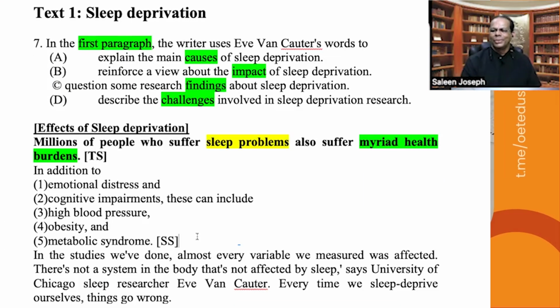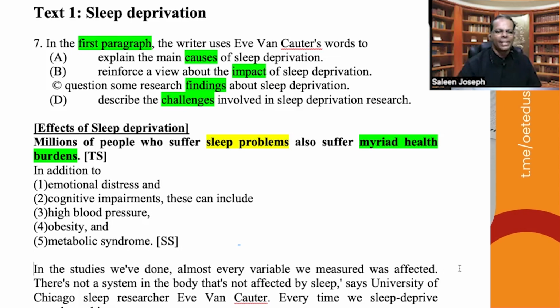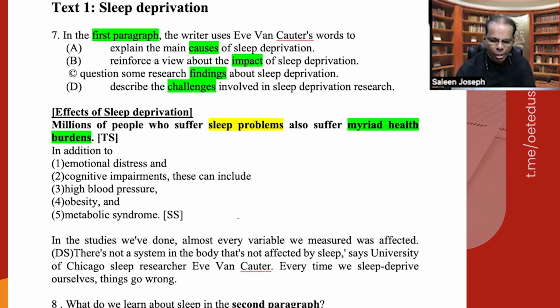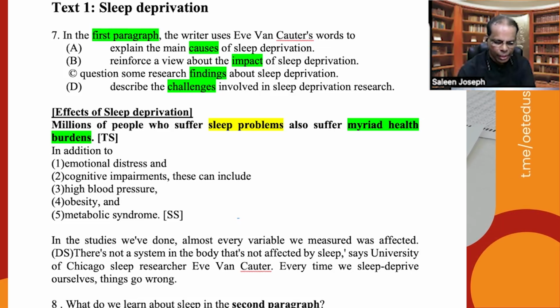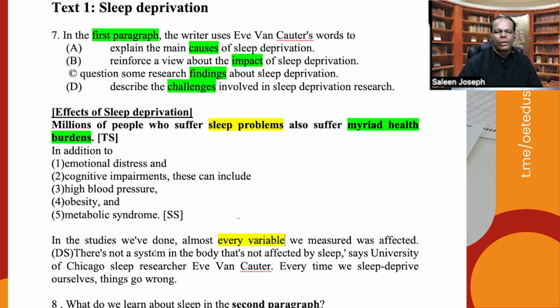Now what is the next sentence? In the studies we have done. What does it say? This is a developing sentence. Developing sentence means it gives some illustration as an example. In the studies we have done, almost every variable we measured was affected. Every variable means what? All the things we spoke of in these 1, 2, 3, 4, 5, all the health variables. See, that is a developing sentence that is explained again.